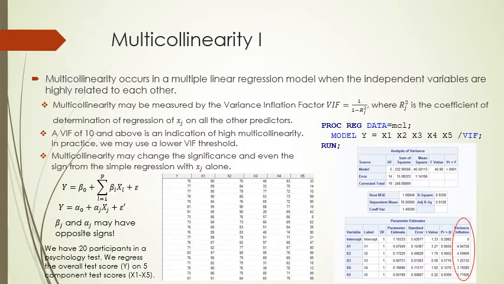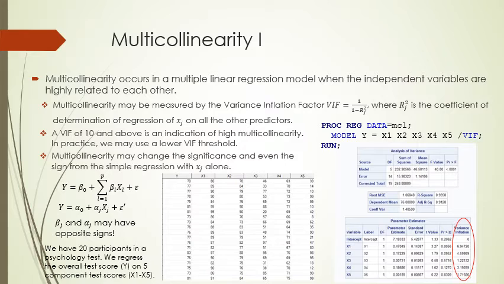Sometimes multicollinearity may change the significance and even the sign from the simple regression with the predictor xj alone. For example, if beta j in the multiple linear regression and alpha j in the simple linear regression have different signs, then it is possible that xj is related to other predictors in the multiple regression model.